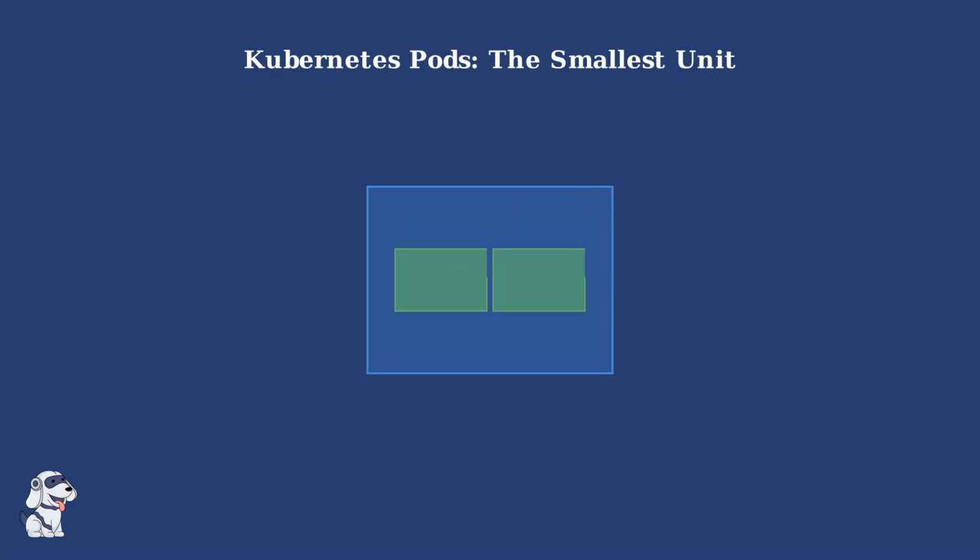Containers within the same pod share key resources. They share the same network interface, meaning they can communicate with each other using localhost. They also share storage volumes, allowing them to exchange files and data easily.